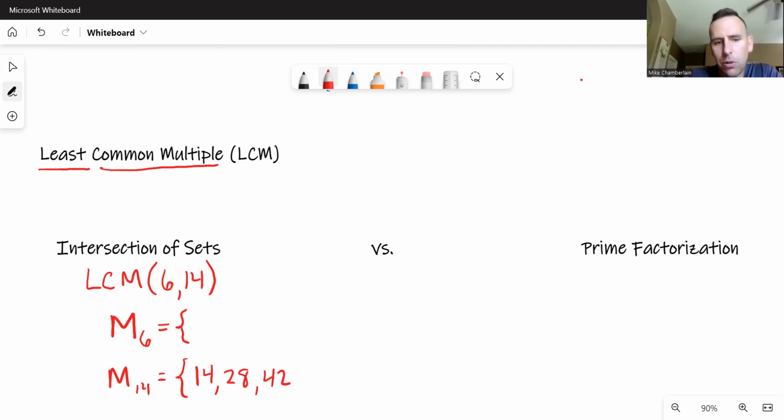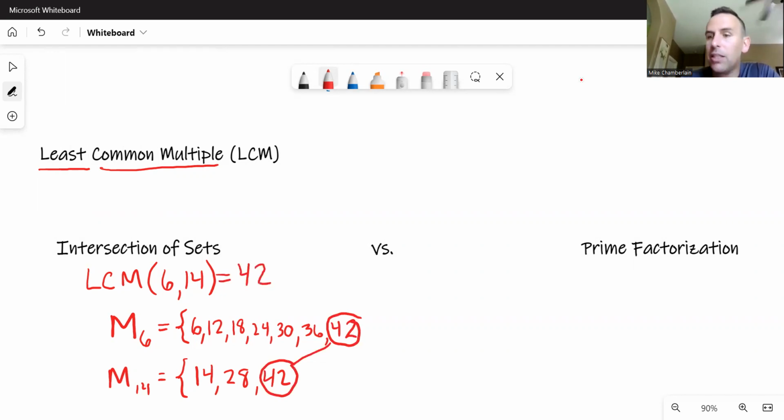If I go back to the multiples of 6 for a second and list those out, 6, 12, 18, 24, 30, 36, 42. Notice that this number 42 appears on both lists. That is my least common multiple. It is the same number that appears in both lists, but the first occurrence of it. We could continue the list and we would find that they would match again, but I want to stop now because I want the least number.